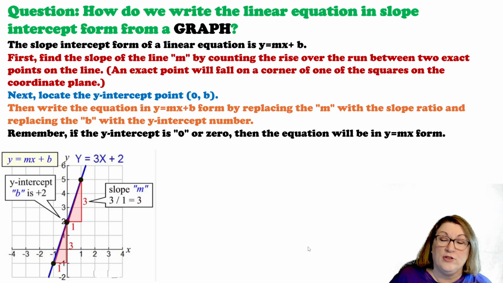Next, locate the y-intercept point, which is the point 0, b, and then write the equation in y equals mx plus b form by replacing the m with the slope ratio and replacing the b with the y-intercept number.